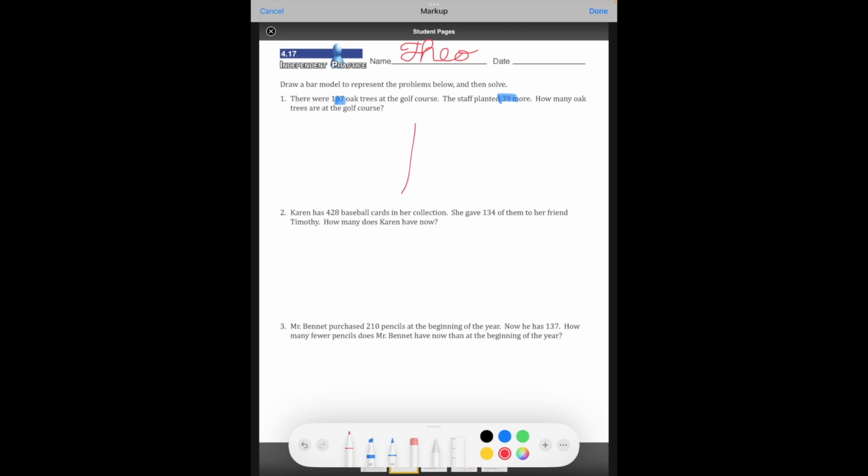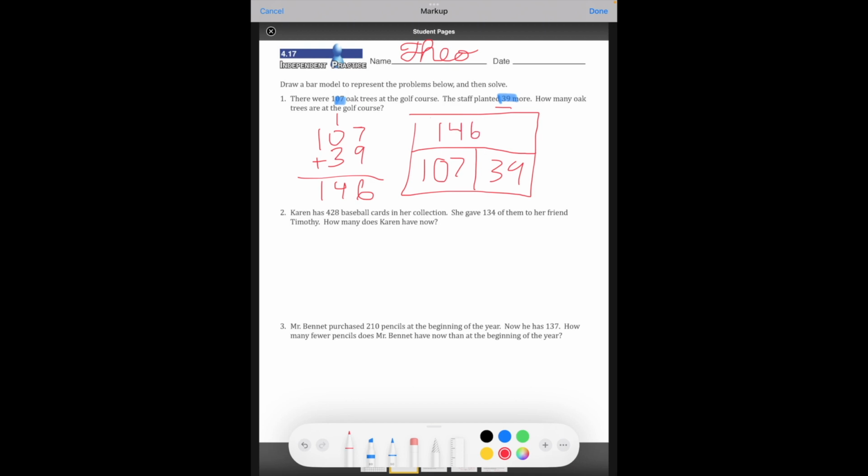Well, when I drew my chart, I knew it's going to look like this. And I knew that they had 107. And then they added 39 more. Okay, so that's going to be an addition problem. I personally like to write it like this so that I can see the numbers up and down. All right, well, 9 plus 7 is 16. 3 plus 1 is 4, and 1. So my correct answer was 146 trees.